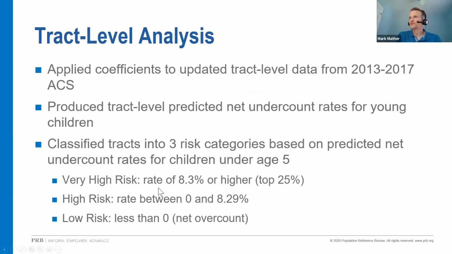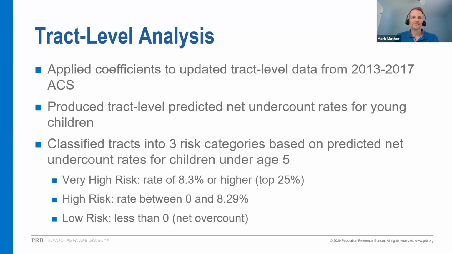Okay, so then we turn to the tract-level analysis. After the county level work, we had these coefficients that we could then apply at the tract level to produce tract level predicted net undercount rates for young children. So we did this for all of the tracts within these large counties. We then classified tracts into 3 risk categories based on the predicted net undercount rates for children under age 5.